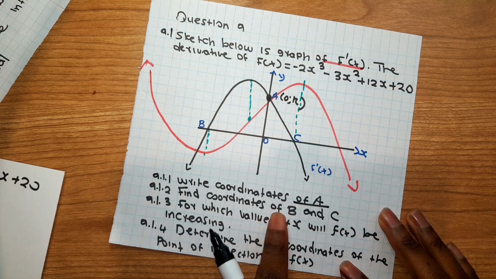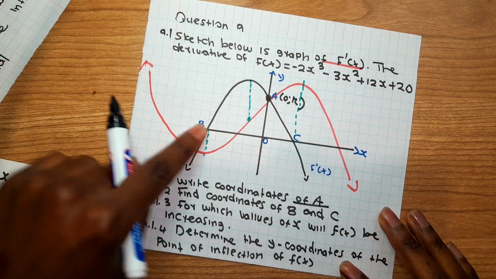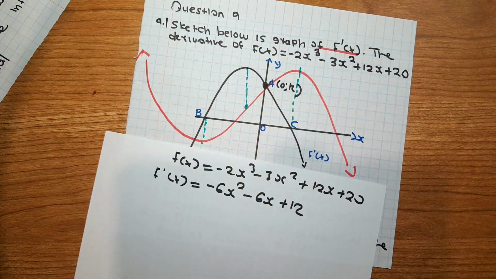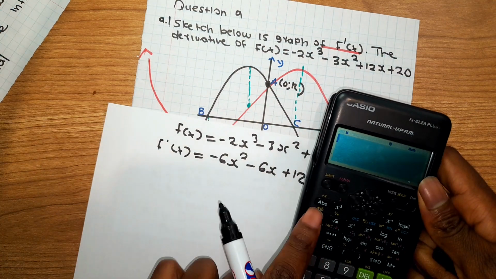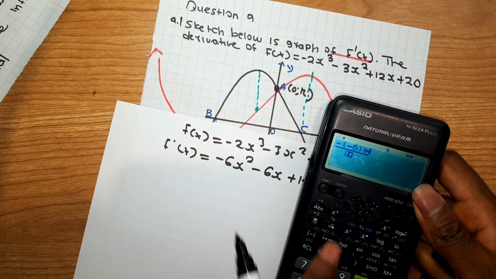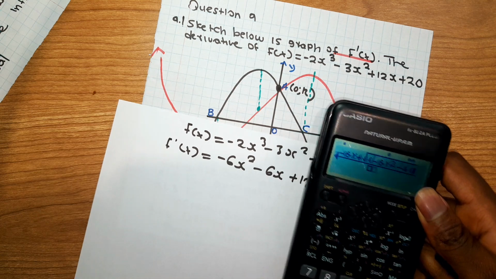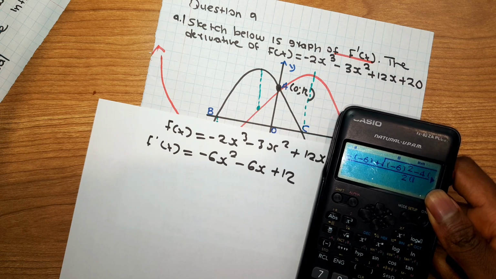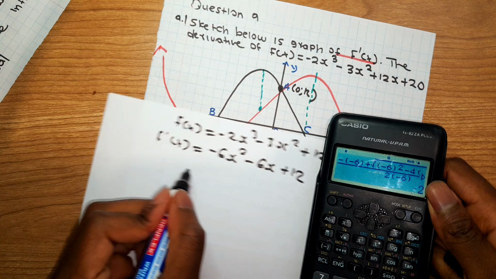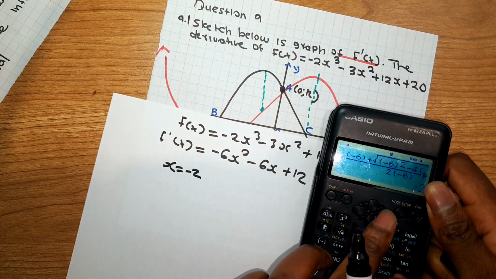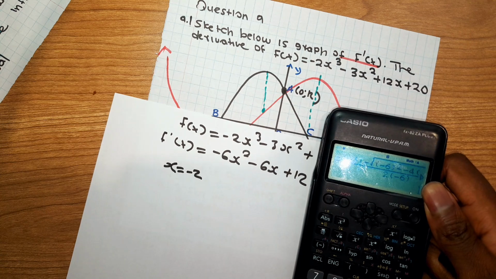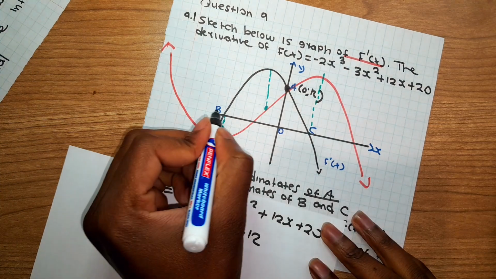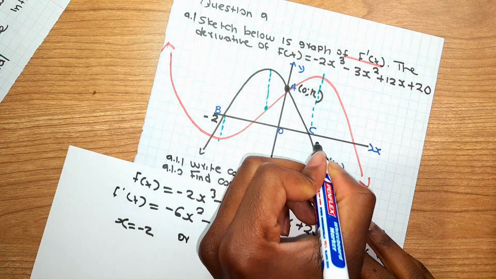And now they say find the coordinates of B and C. So here are the coordinates of B and the coordinates of C. When we calculate the coordinates of B and C, we realize these are just the x-intercepts of the quadratic expression. So that's what we're going to do. We're going to use the quadratic expression to find this, and the answer that we get is x is going to be minus 2, and we also find that x is going to be 1. So obviously B is going to be minus 2, and this one is going to be 1.